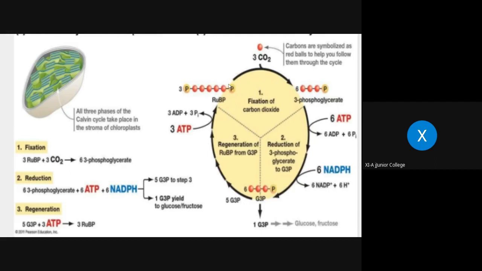When the 5 carbon compound RuBP receives carbon in the form of CO2, a 6 carbon compound is produced, which is very unstable. Immediately that 6 carbon compound splits into 2 molecules, each containing how many carbons? 3 carbons. This 3 carbon compound is called phosphoglycerate. From a single molecule of RuBP, 2 molecules are produced. So if 3 molecules of RuBP are there, how many molecules of the 3 carbon compound will be produced? If 6 RuBP are there, how many molecules will be produced?